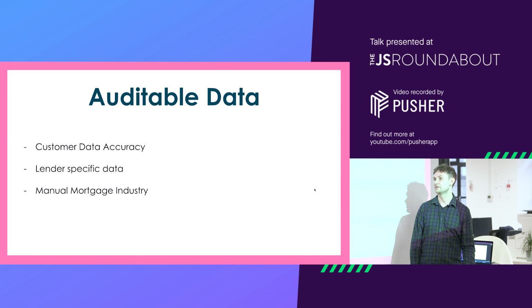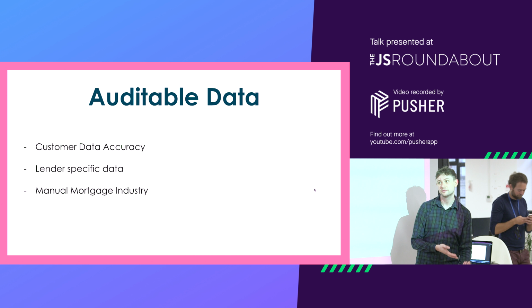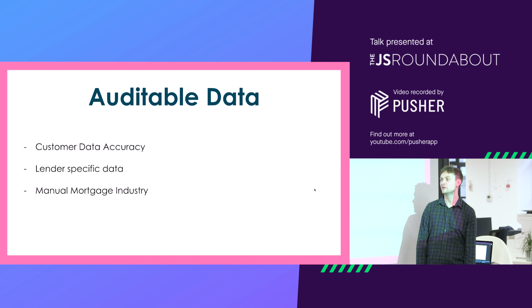So we have to make sure that when we do make changes to data, it's very obvious why we had to make the change, and hopefully we can find out why customers keep getting it wrong and improve the user experience there. The other reason we need auditable data is that different lenders need different types of data. Sometimes they tell you, sometimes they don't, but we need to keep track of why we had to change data for a particular lender.